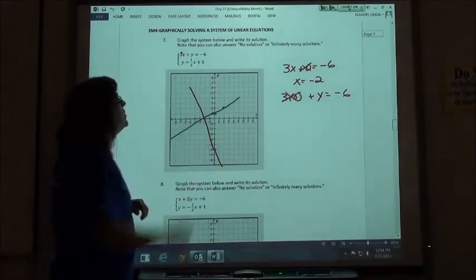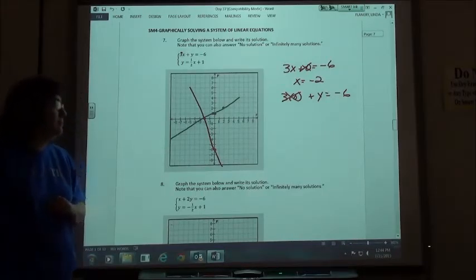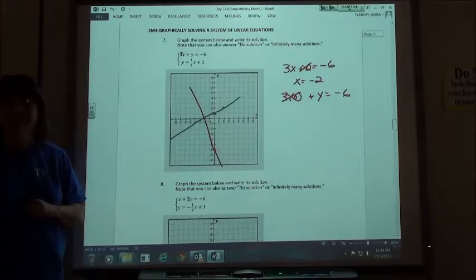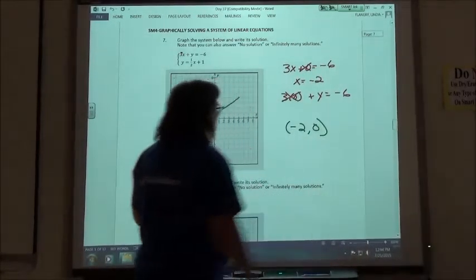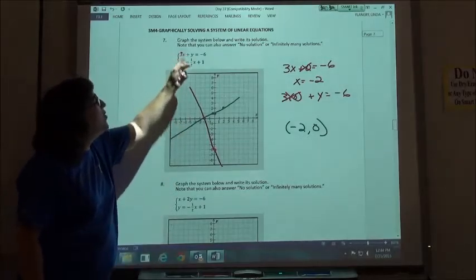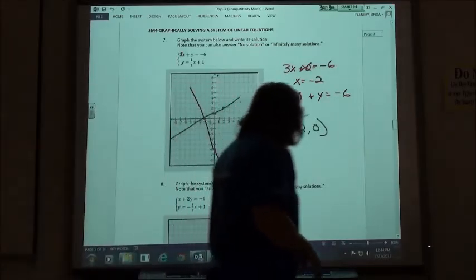So what is the solution to this system of equations? -2, 0. And if I didn't draw very straight and I needed to check, I could plug them in and check. But Alex will make you draw straight, so you don't have to worry about having a crooked line like I have.